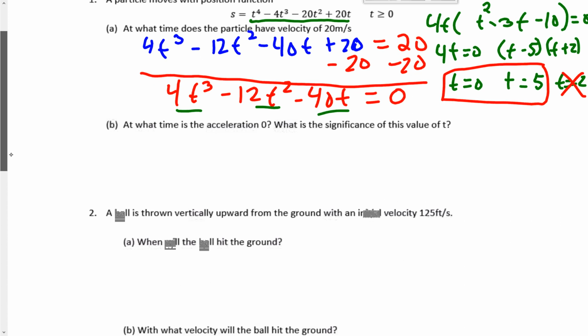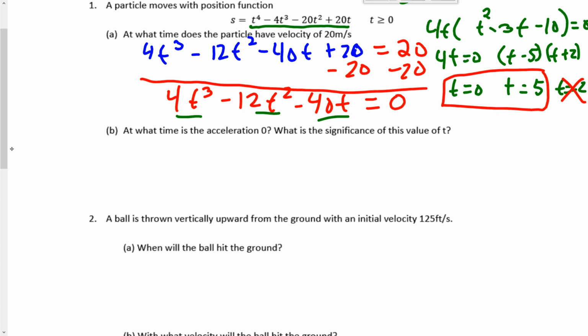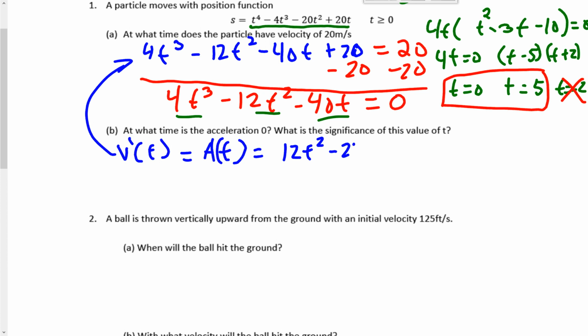So we want to find out at what time acceleration is 0. I'm going to have velocity. If I take the derivative of velocity, that gets me acceleration. So I want to take the derivative of this cubic here, this one in blue, which is 12t squared minus 24t minus 40, and the derivative of 20 is just 0, because that's a constant.